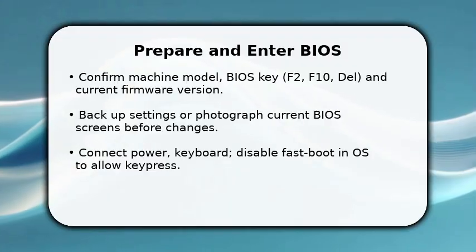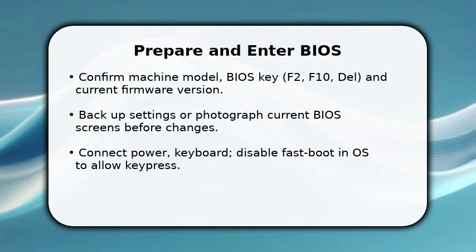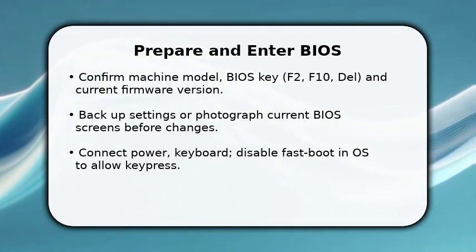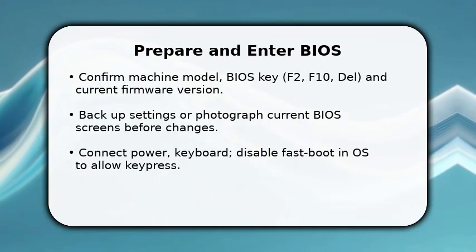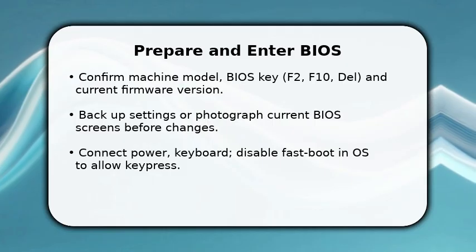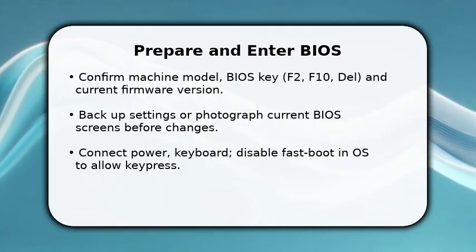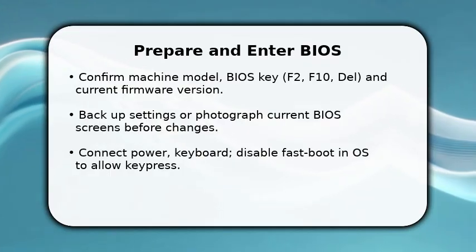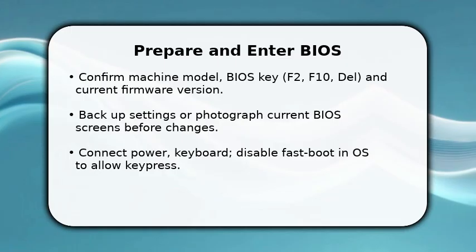You start by confirming the BIOS access key for your PC and ensuring it has stable power. This prevents corruption. Once done, backup or photograph current BIOS settings so you can restore defaults if needed. Reboot and repeatedly press the manufacturer key, F2, F10, Del or ESC, as the system posts. Timing matters because fast boot can skip the prompt.